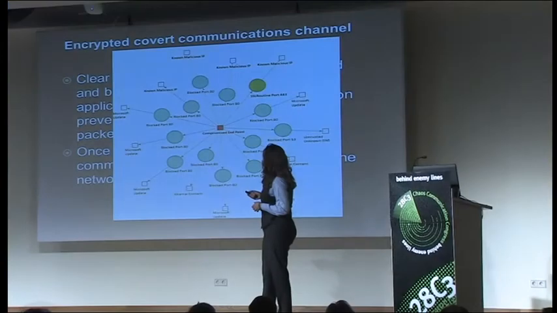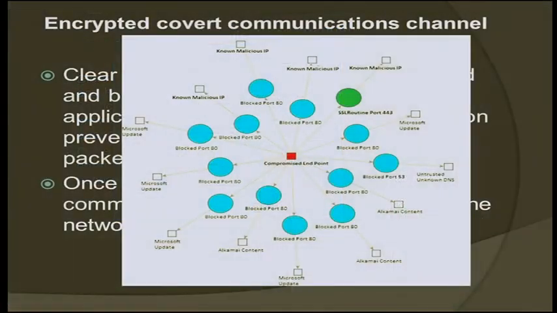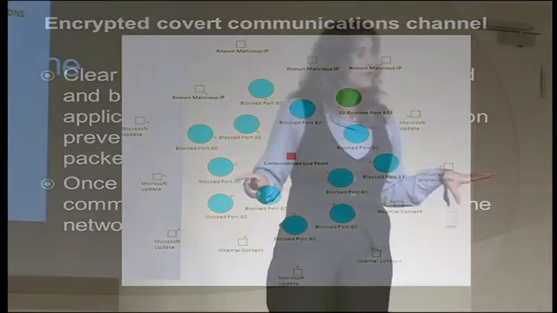And this is what it looked like. Over a 24-hour time period, the compromised endpoint was trying to get out by the firewall, trying different things to see if it could get out, like Microsoft Update and so forth. Finally, when it encrypted the packet, it was able to have complete, clear communications both ways.